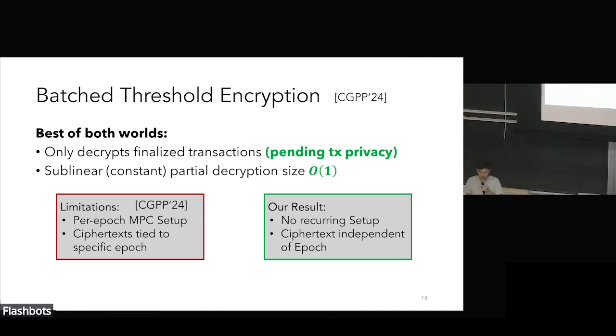On the one hand, we don't need any recurring setup among committee members. We only have a single one-time setup that happens in the very beginning. And from that point, you can encrypt without any setup happening before that. Also, our ciphertexts are independent of an epoch. So encryptors can just encrypt. They don't need to know a tag in advance. They don't need to know which block they will appear in. And at the time of decryption, you can dynamically assemble transactions in a block and decide later on which transactions make it into the same batch.